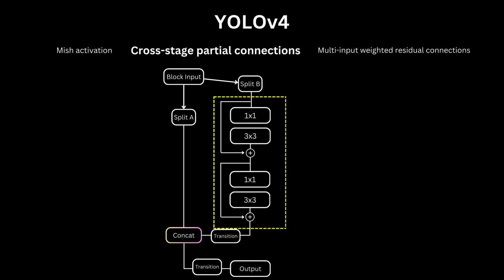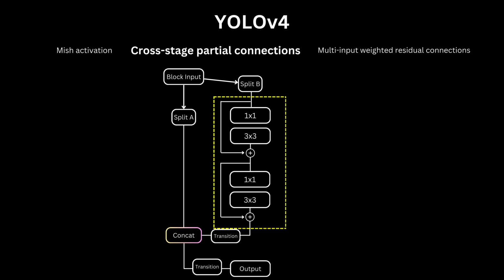We also have transition functions, which is simply 1 cross 1 convolution layer in implementation. This 1 cross 1 is applied prior to concatenation on the output of residual blocks. The concatenated feature again goes through a 1 cross 1 convolution transition function and becomes the output of CSP residual module. So why do this cross-stage partial connections?